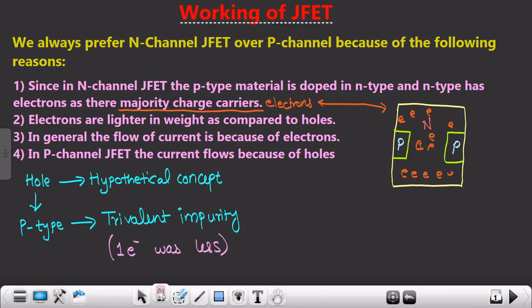Okay, in case of electron, let me write over here, in case of electron, first of all, it is not a hypothetical concept. Current flows because of electron only. So electrons are present in n-type material or in n-type region, whatever you say. Okay, and basically the n-type material, the n-type region, is made up of pentavalent impurity.